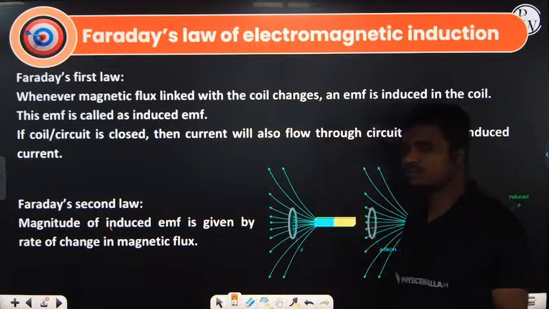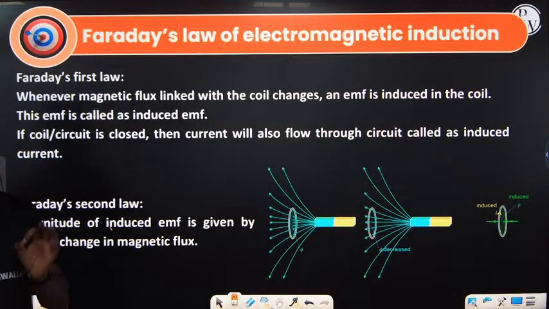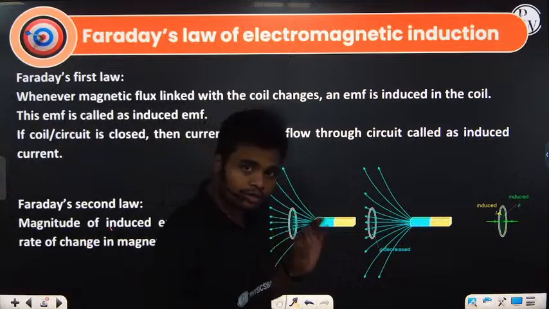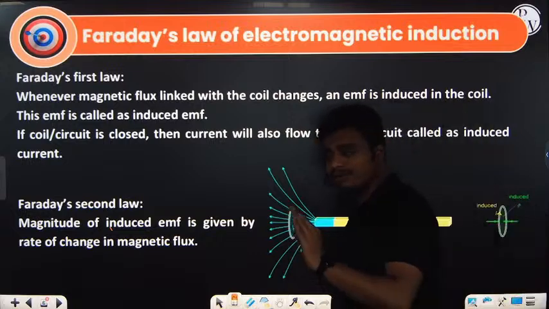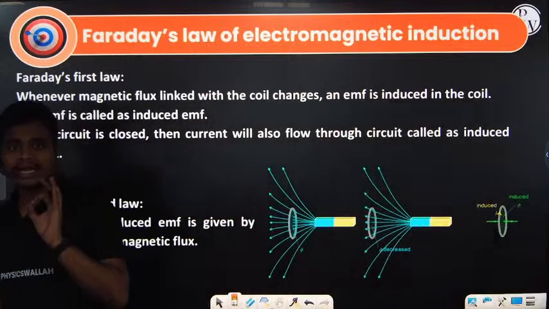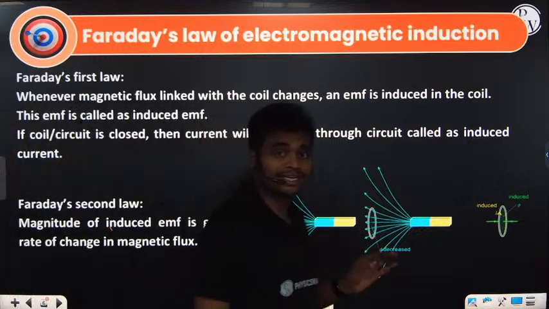That phenomenon is what we define as electromagnetic induction. Electromagnetic induction is the phenomenon in which electricity is produced by changing magnetic flux. Whenever the magnetic flux changes with the coil, EMF is induced across the coil. This phenomenon is what we define as electromagnetic induction.